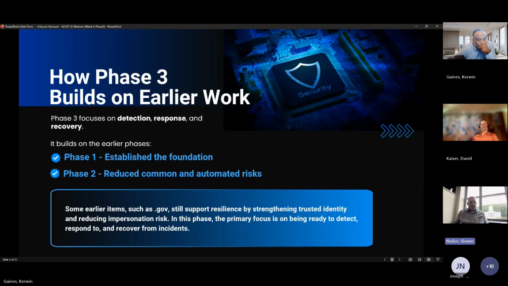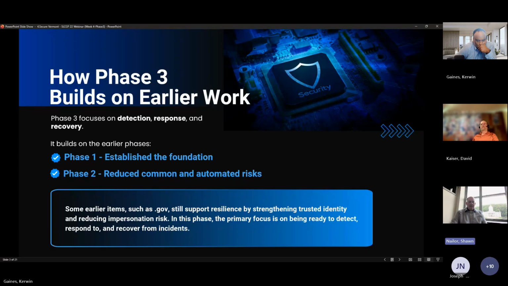Phase 2 built upon that, reducing the common risks. This was implementing multi-factor authentication, and perimeter security, so ensuring you have firewalls. Vulnerability management, making sure you're patching and updating your systems in a reasonable period of time. And I am missing one. Oh, .gov migration. That was the other one in that space. And so this phase builds upon those.